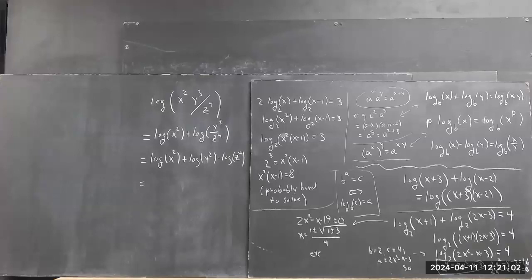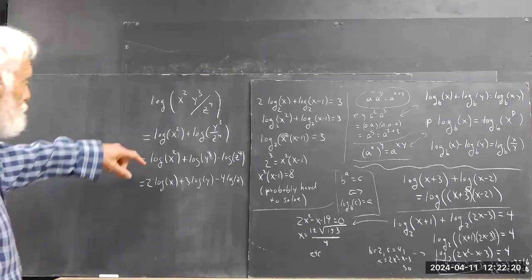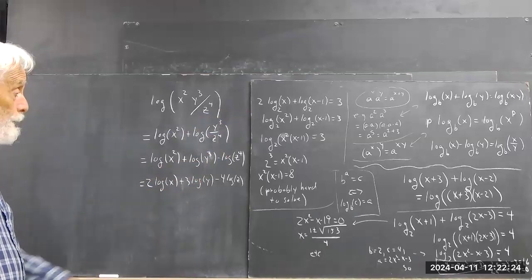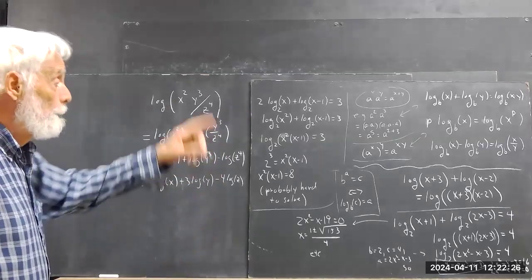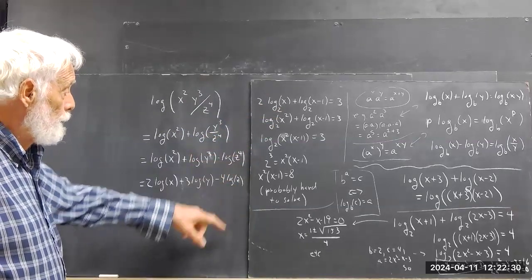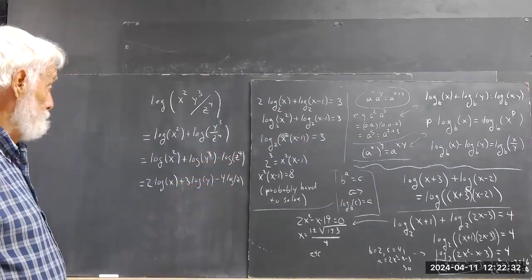Okay, you can apply rule 2, right? But log of x squared, by rule 2, is 2 log x. Log of y cubed by the second rule is 3 log y. And the log of z to the 4th is 4 log z.